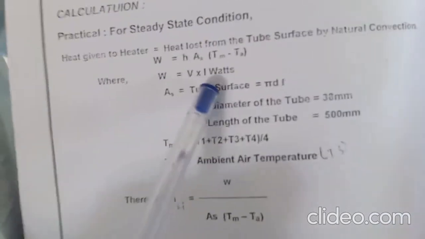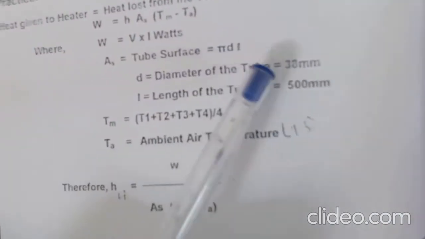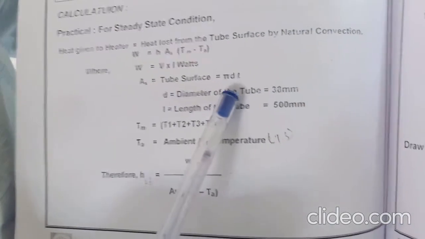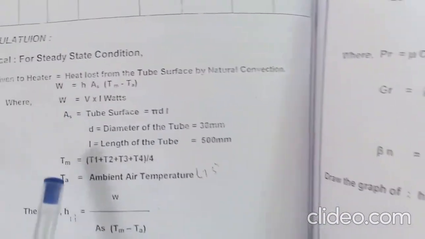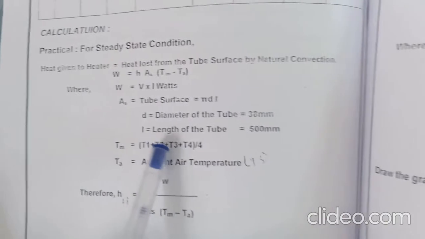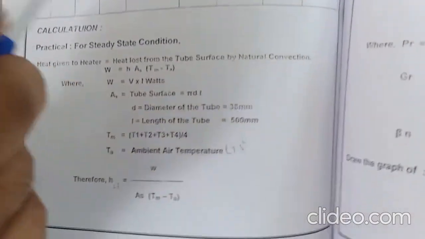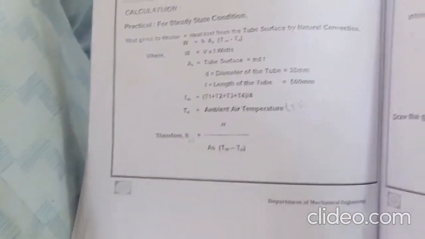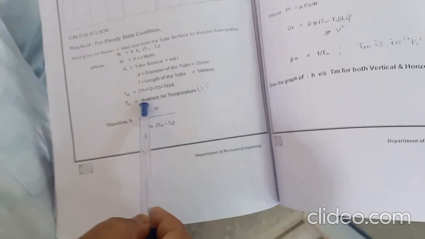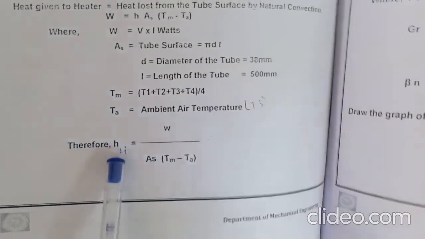So A is the surface area, that is pi d L. The diameter of the tube is given and the length of the tube is given, and you substitute and you get the area. The mean temperature is from T1, T2, T3, T4, taken from the temperature indicator. Ta is the ambient temperature, so we have to consider 30 or 27 depending upon the climate or ambient temperature.